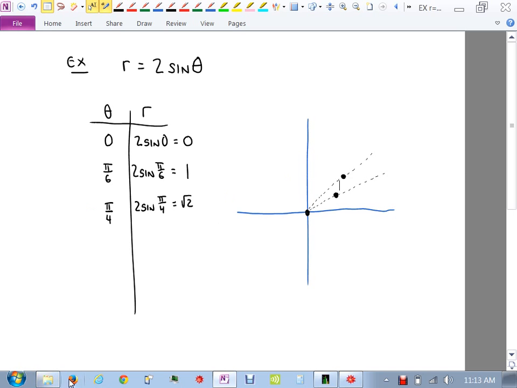Let me see if I can connect real quick. I want to show you something. You won't need this, but just so you know it exists.